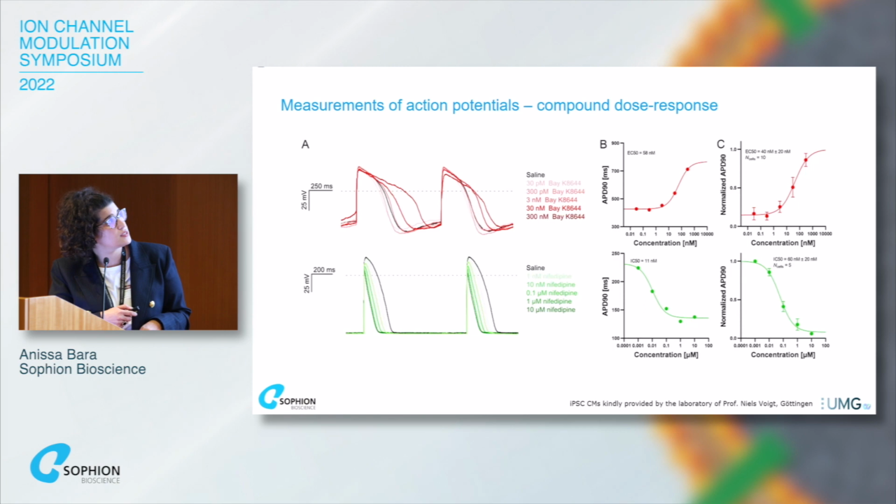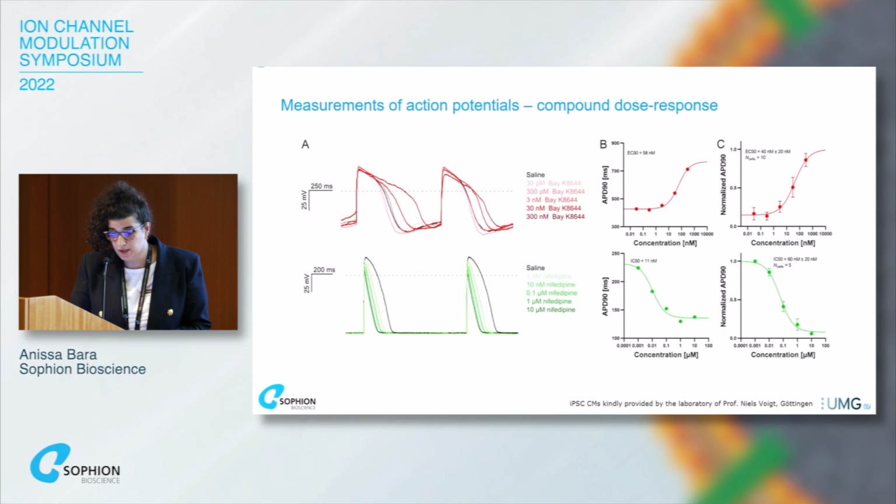And we can plot this APD90 value against the concentration and create a dose response. So this is a single cell, but here this is the average of 10 cells, and we can measure the EC50 of this compound. And on this lower level, we can do the same, but with a blocker of the CaV1.2 channel, and we can decrease the APD90 value.